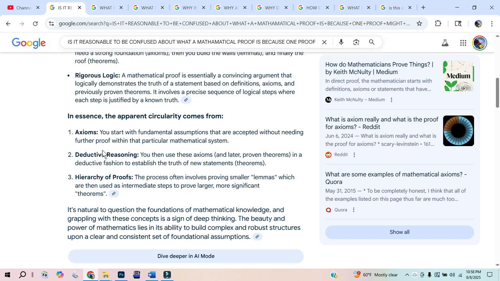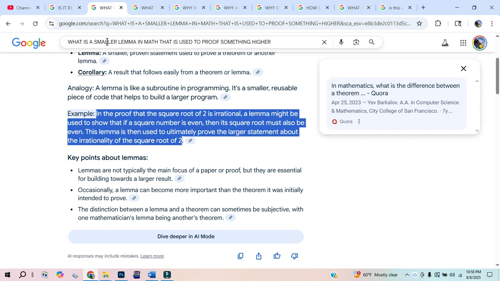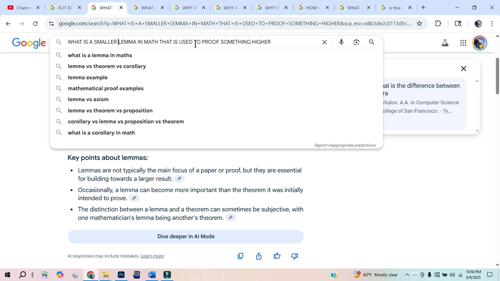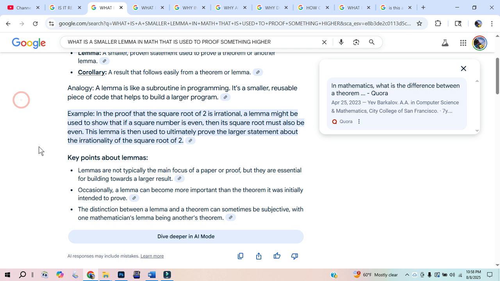One place that we're going to talk about: I looked up what is deductive reasoning, and then the hierarchy of proofs. It says the process often involves proving smaller lemmas, which are then used as an intermediate step to prove larger, more significant theorems. And then I said, what is a smaller lemma in math that is used to prove something higher?